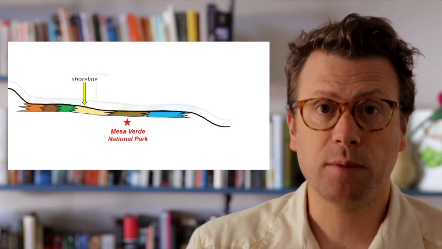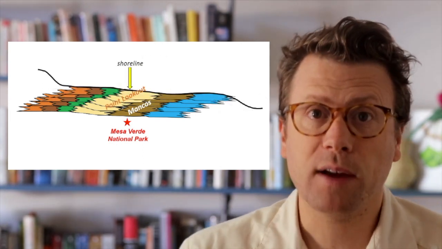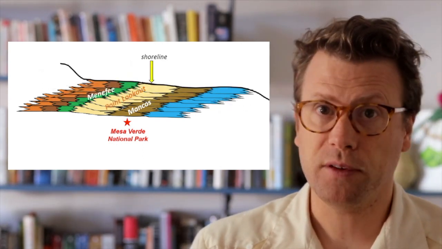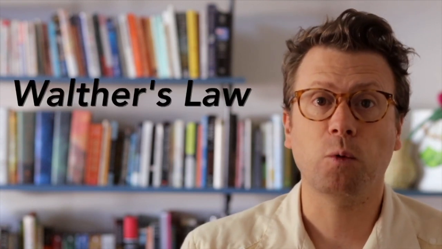When the shoreline reached Mesa Verde National Park, it deposited the Point Lookout Sandstone. As the shoreline migrated past Mesa Verde, it deposited the Menefee Formation. The vertical succession of sedimentary facies tells us what kind of depositional environment existed at that specific spot in the geologic past. It also tells us what kind of facies were present laterally, tens to hundreds of kilometers away. This concept, using a vertical sequence of facies to understand lateral changes, is called Walther's law, and it's a really powerful tool for interpreting depositional environments.